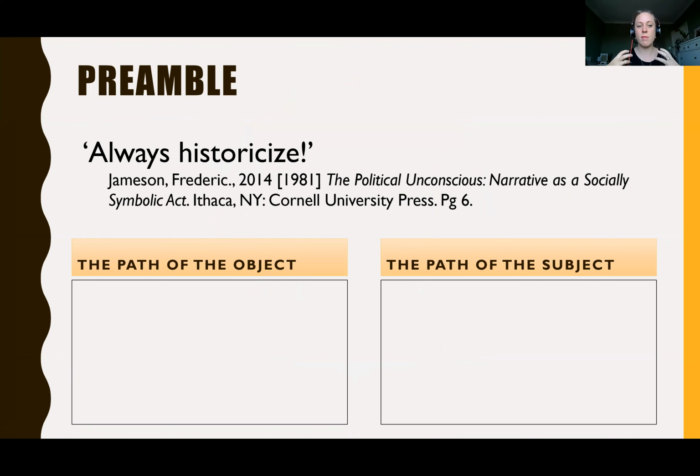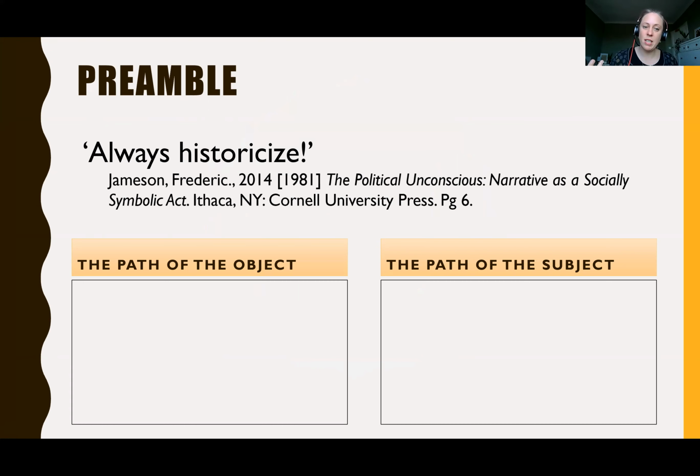Before we get stuck in to the bits that are really meaty, where I'm going to ask you to undertake some exercises, I wanted to start with a preamble. I've called this workshop Always Contextualize, and in doing that, I'm making a nod to a very famous proclamation by the critic Frederic Jameson, which was to always historicize.